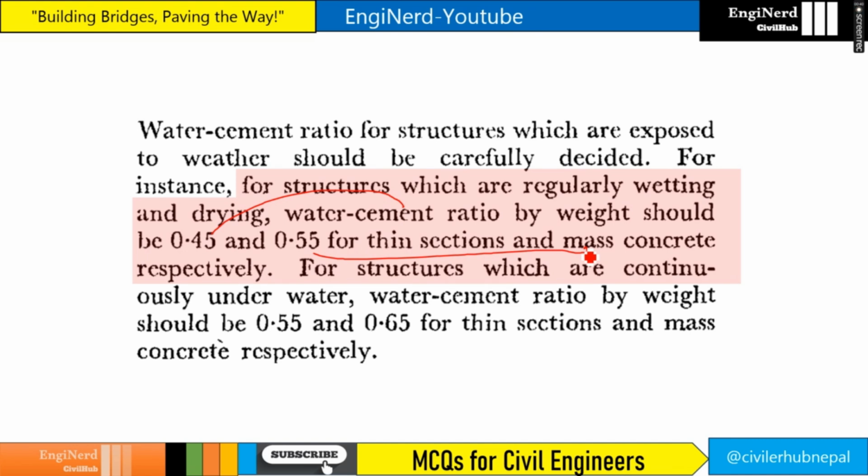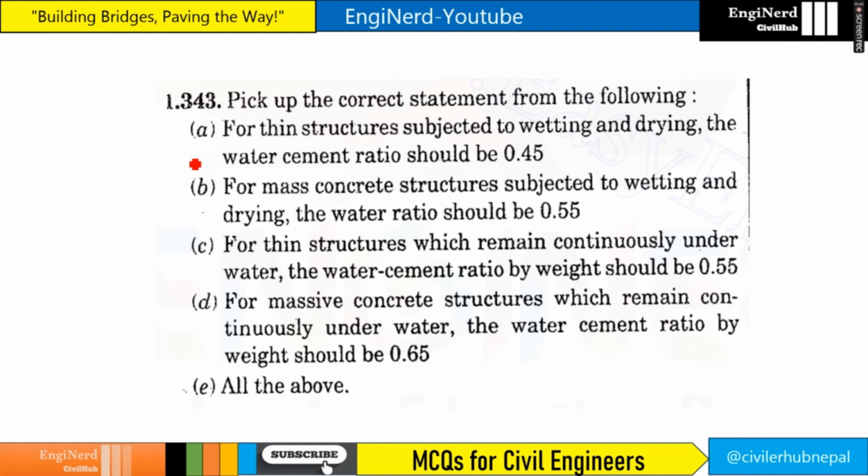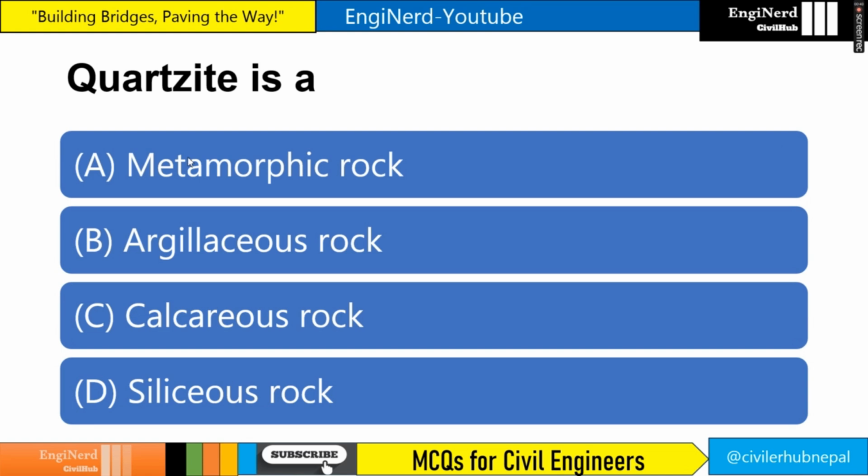For structures which are continuously under water, the water cement ratio by weight should be 0.55 and 0.65, right? So first is 0.45 and 0.55, another is 0.55 and 0.65. One is thin and one is mass, and again one is thin and one is mass, but this is for alternate drying and wetting, and these are for continuously under water, right? So our answer, and this is a question from the book of Agor, E is the answer. All of the above is the answer.